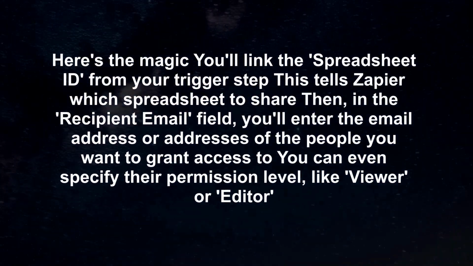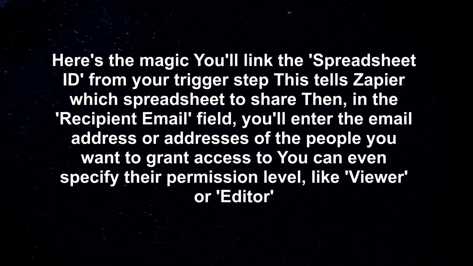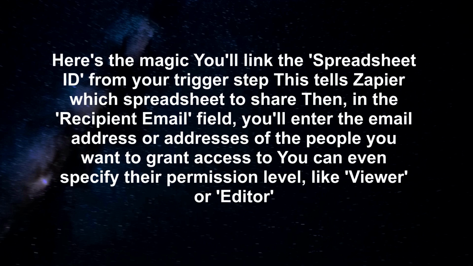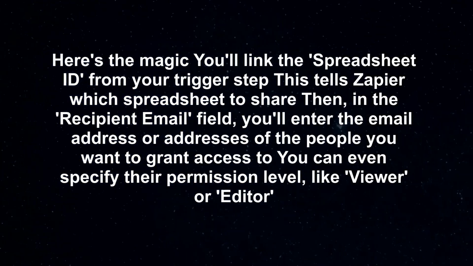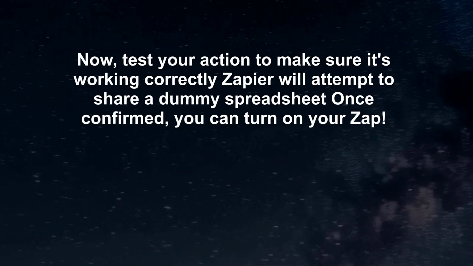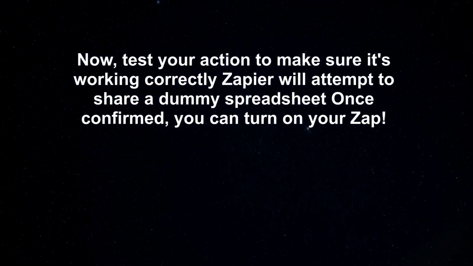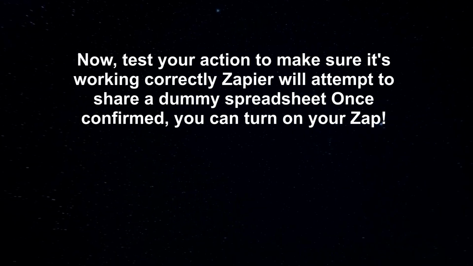In the recipient email field, you'll enter the email address or addresses of the people you want to grant access to. You can even specify their permission level, like viewer or editor. Now, test your action to make sure it's working correctly. Zapier will attempt to share a dummy spreadsheet. Once confirmed, you can turn on your Zap.